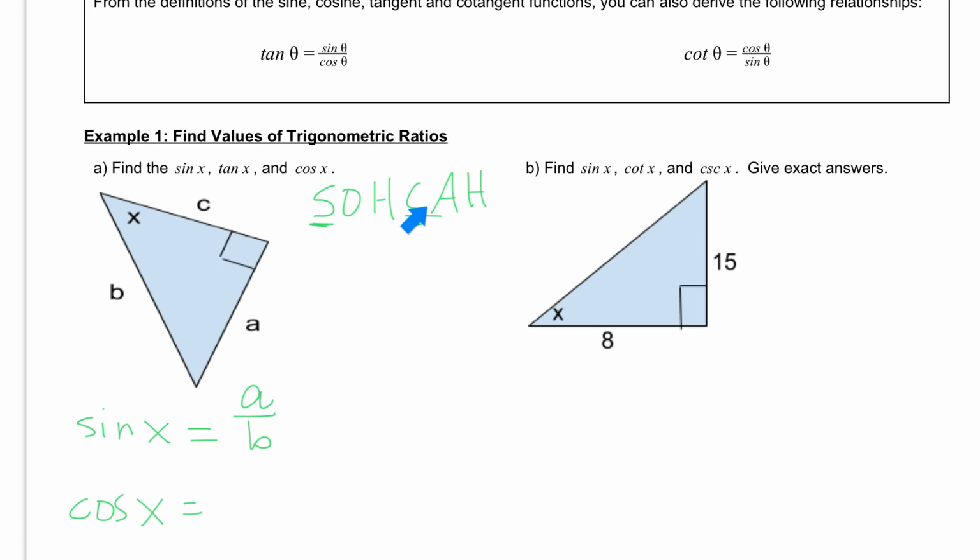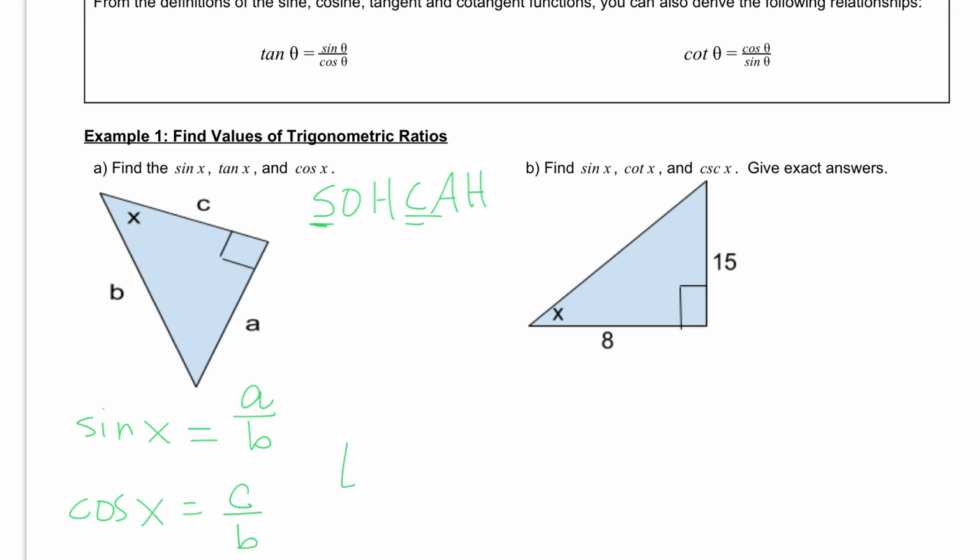C stands for cosine, so I have adjacent over hypotenuse. So I come to my angle. The adjacent leg is C, the one that's touching my angle, and the hypotenuse is still B. So I get the ratio C over B for my cosine.